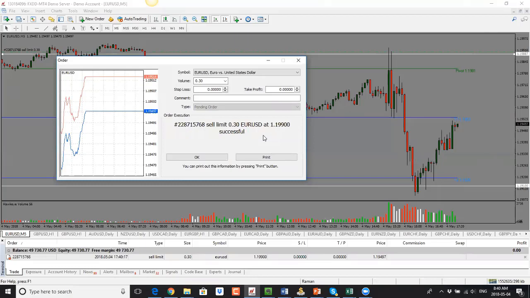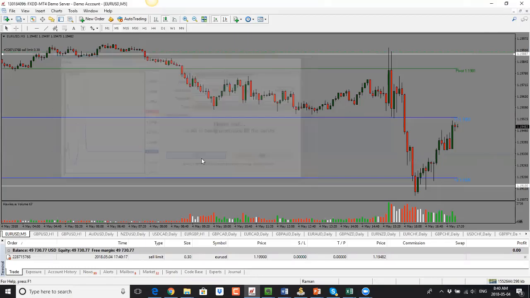So this is your sell limit. And now it will give you confirmation that it has been set. And if you go see, this is the green line that will appear in your MT4. Other platforms may do something different, but it will tell you that's the order number, what type of order it is. It's a sell limit order. So this is a pending order, and for how much, what the size is.